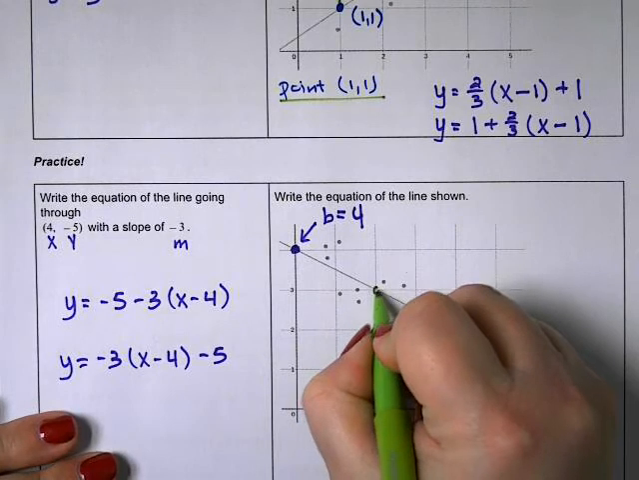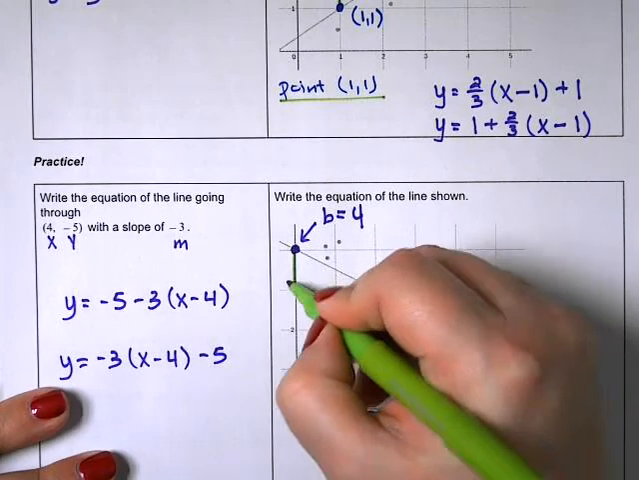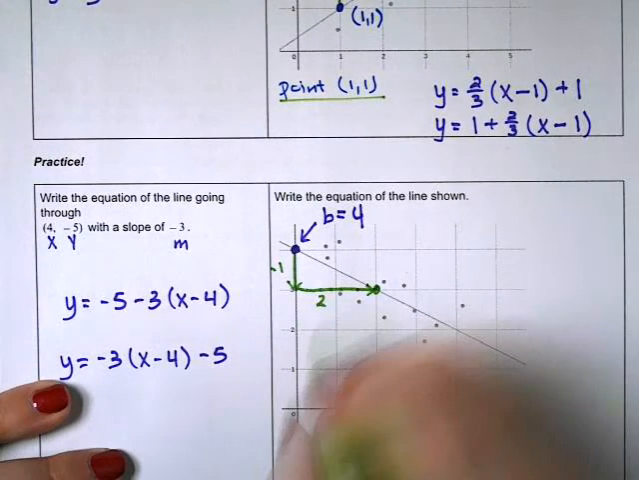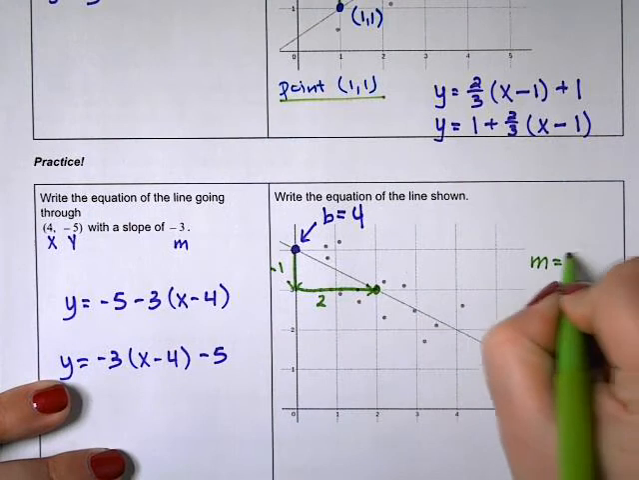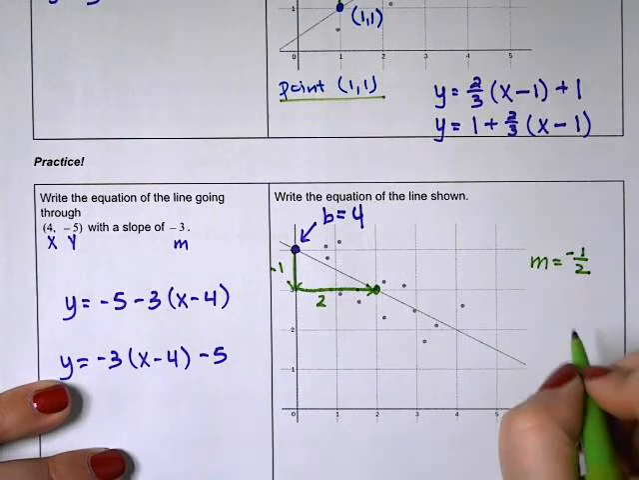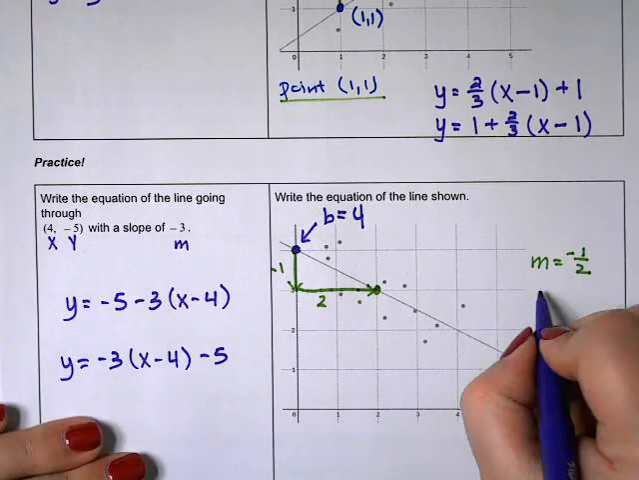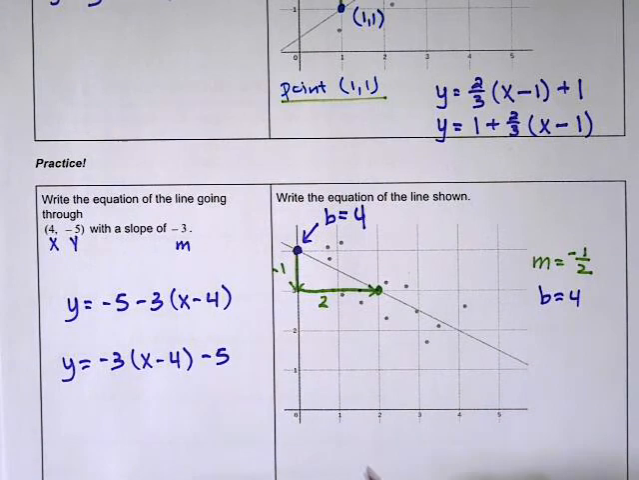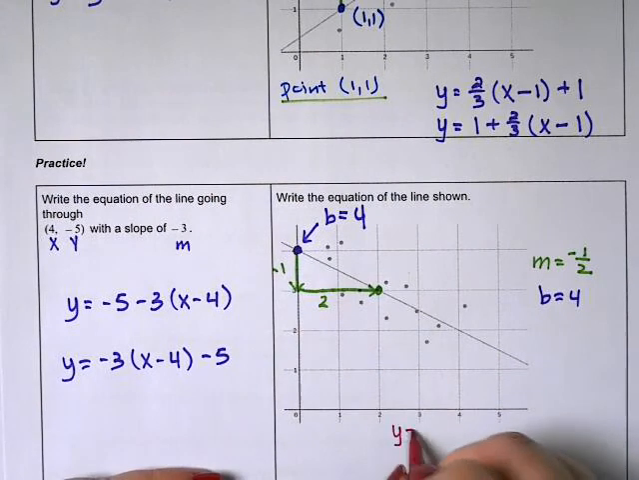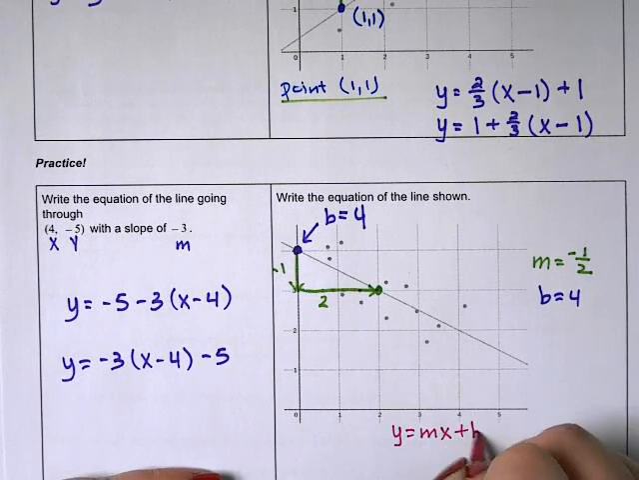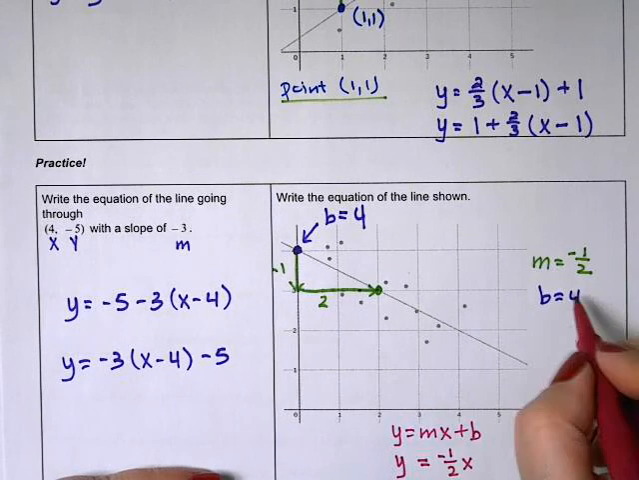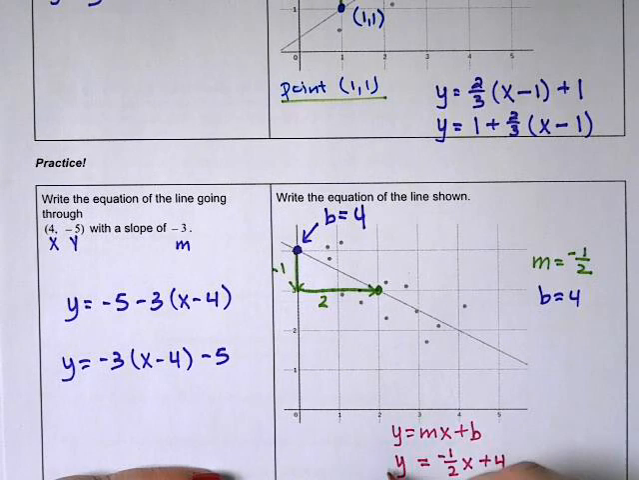There's one right here. So I'm going to go down 1, so a -1, and I'm going to go to the right 2, which means my slope is -1/2, and the b value that we already found is b equals 4. So for this one, we're just going to use that slope-intercept form. So remember, y equals mx plus b. So the equation of this line is going to be y equals m, which is -1/2, times x plus b, so plus 4. This is the equation of the line.